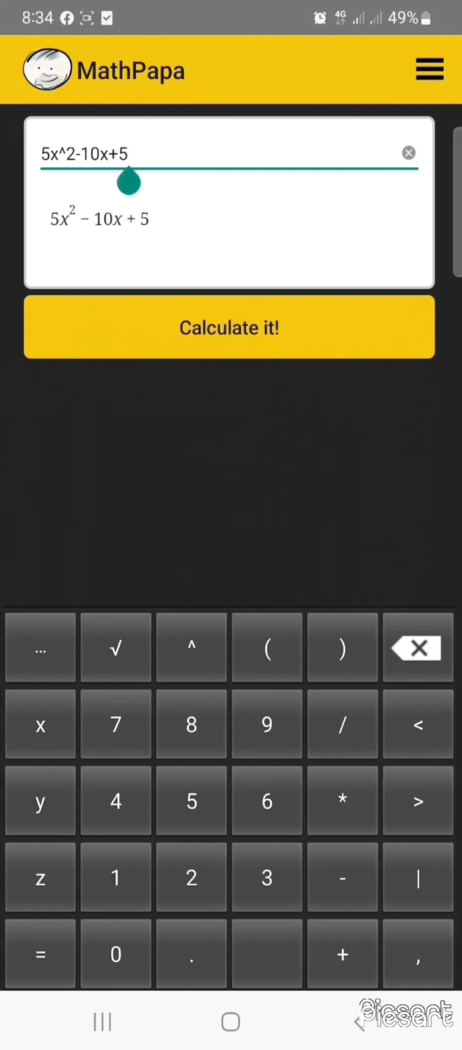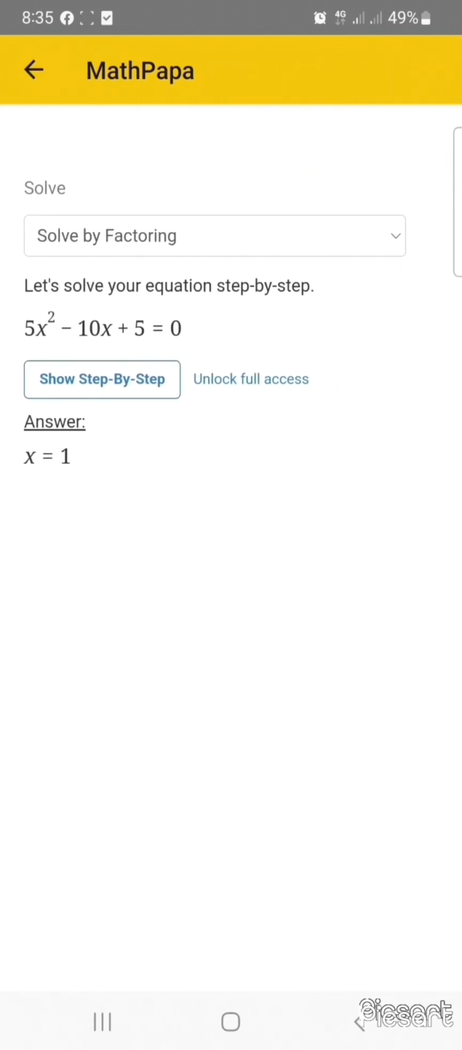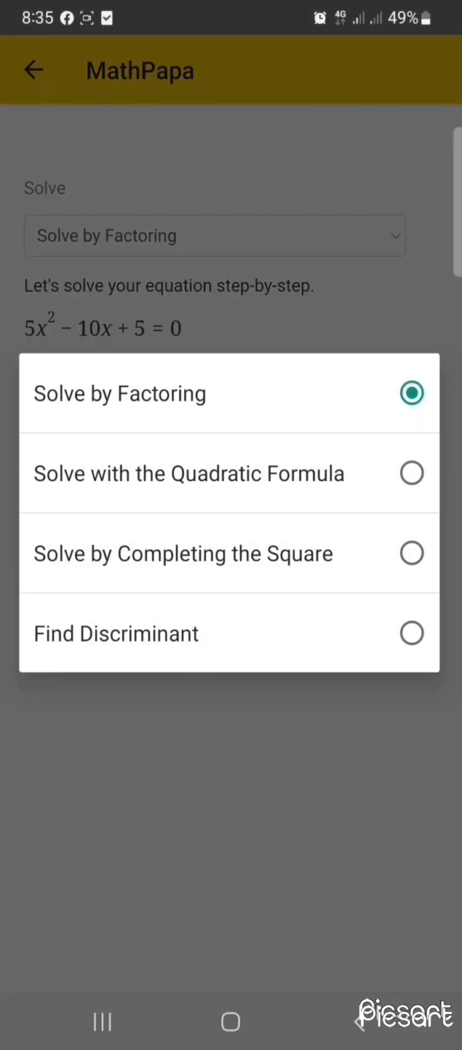So what if this is not just a polynomial but a quadratic equation? Suppose we have 5x squared minus 10x plus 5 equals 0. How do we solve for this one? Just simply click calculate. And there you can see that there are many ways to solve this quadratic equation. We can solve it by factoring. We can solve it using the quadratic formula. We can solve it by completing the square and by finding the discriminant. So this is a very convenient application because it shows all of the possible solutions of the given equation.